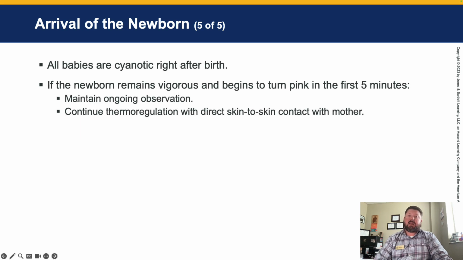All babies are cyanotic right after birth. If the newborn stays vigorous and begins to turn pink in the first 5 minutes, all we need to do is maintain ongoing observation and continue to monitor, continue thermoregulation. Want to make sure that we are keeping direct skin-to-skin contact with the mother and keeping the child warm. This concludes part 1.